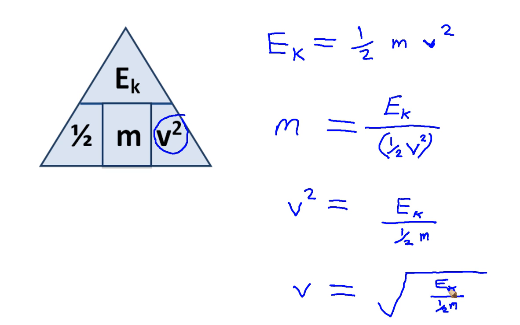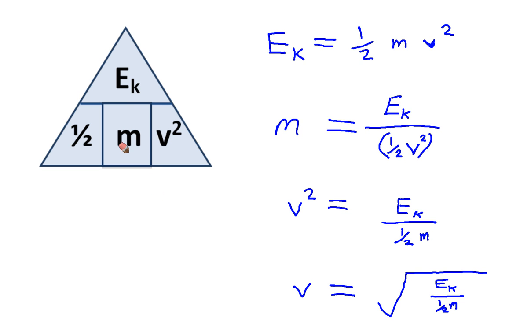So a little bit complicated there, and in the next video, we'll do a problem that actually involves doing this. But hopefully you can see how you can rearrange this equation here. So if we want m, m here in the middle is going to be equal to EK divided by half times v squared.